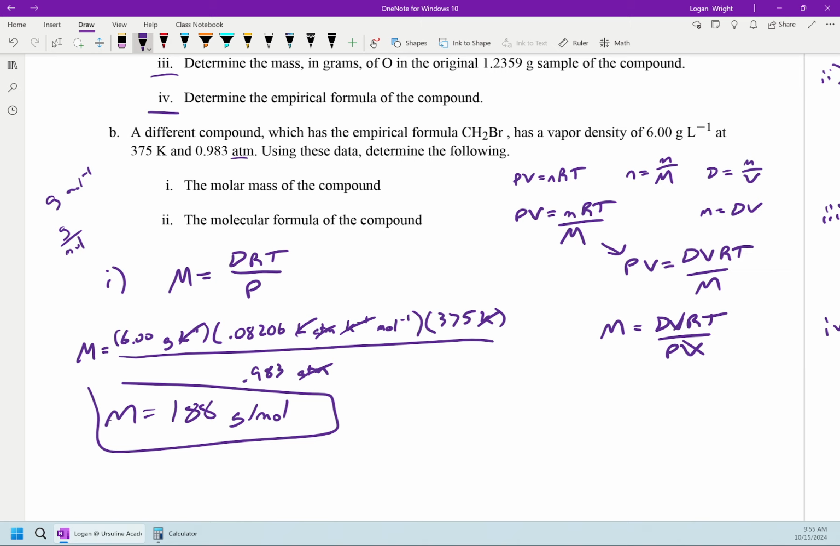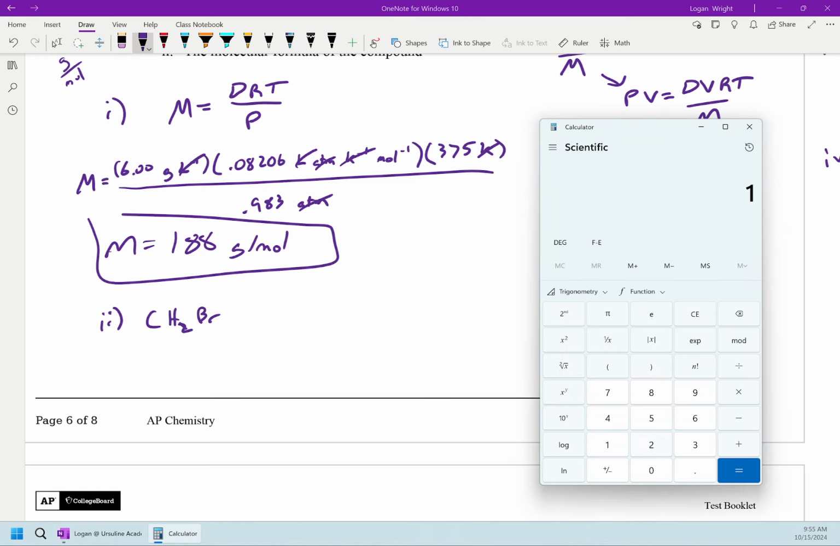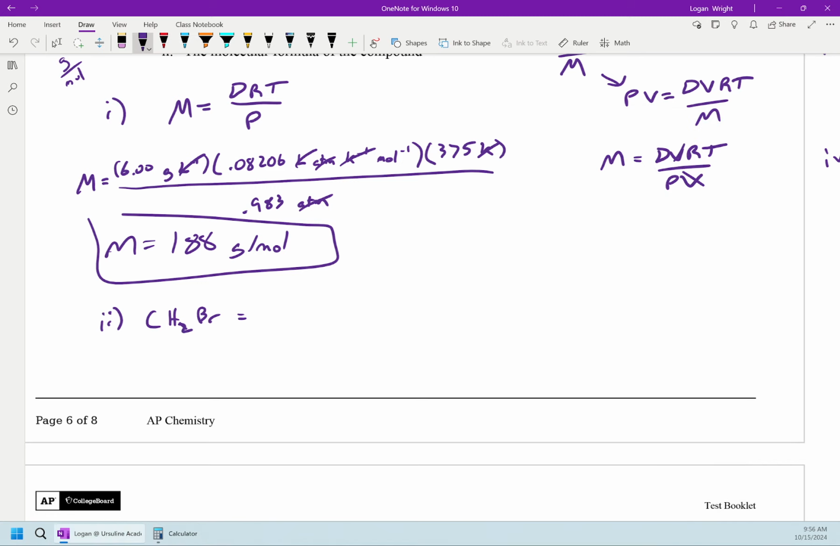Now, what is the molecular formula? I know the ratio from previous experiments. I calculate the temperature and pressure, and that's able to help me figure out the molar mass. So, if CH2Br was the correct molecule, what would the molar mass be? I'm going to add them all together. 12.01 plus 2 times 1.008 for my hydrogen, plus, what's bromine? 79.9. And I get 93.9 grams per mole.